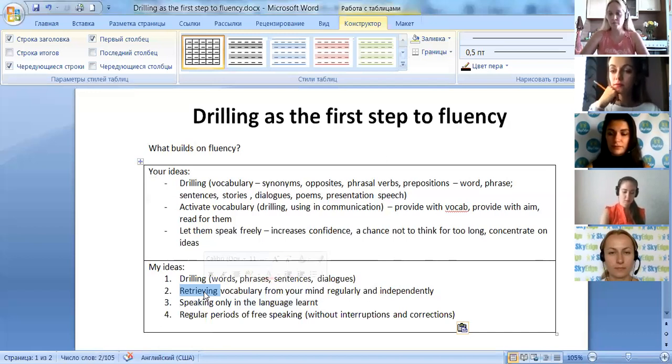But no, grammar should not be explained in Russian, because then, once again, it's some time of the lesson which you don't use to train the students' comprehension, the students' listening. Why would you steal this time from your student?